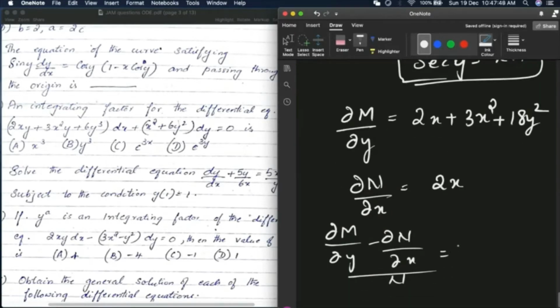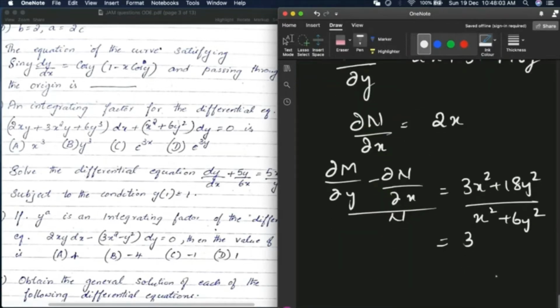So this becomes 3x square plus 18y square. You know, 3 is common there, which will give you the denominator. So that is 3. So you can consider this as a function of x. So your integrating factor is e raised to integral 3 dx. That's nothing but e raised to 3x.